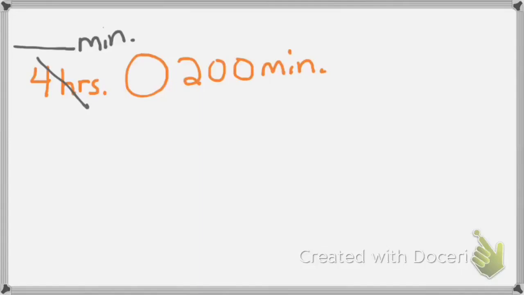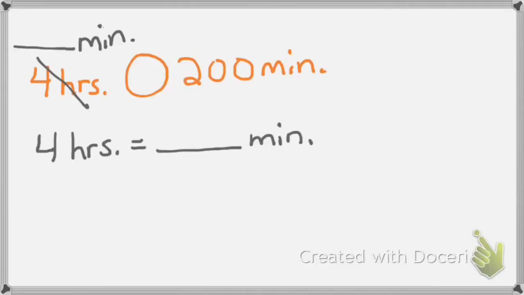I take that crossed out side, and that's what I make into my new conversion problem. So I'm going to say 4 hours, which is what I crossed out, equals blank minutes, which is what I wrote above it. This is my new conversion. We know how to do these conversions. We look at our units, hours and minutes. Hours are larger than minutes, so this will be a large to small conversion.